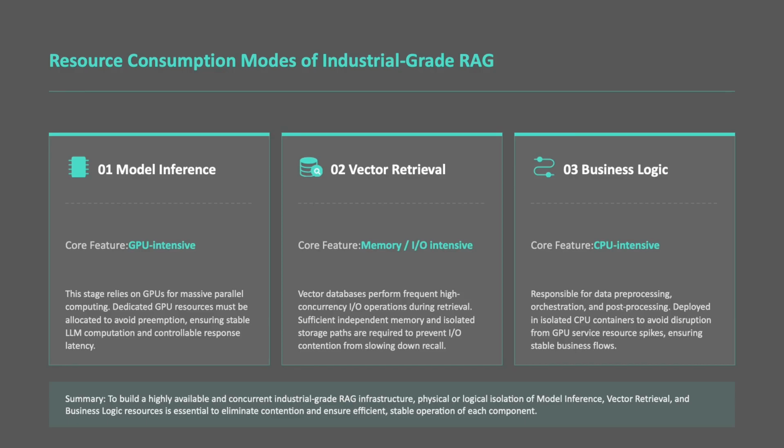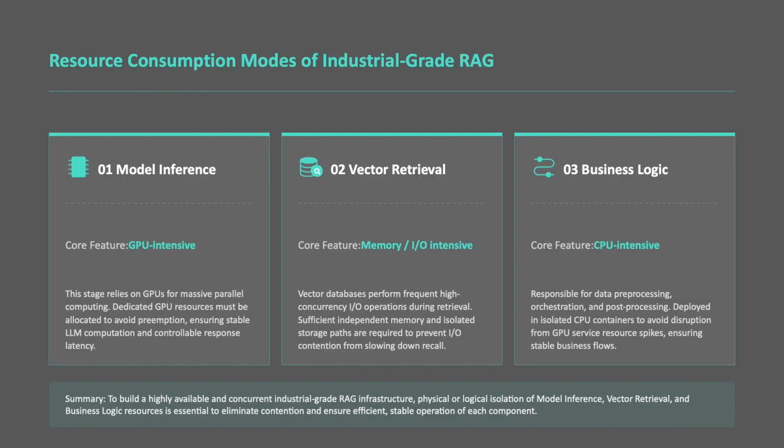Next, let's talk about resource consumption for industrial production-grade RAG systems. There are 3 distinct workloads that all need separate resource isolation to avoid performance crashes. First, model inference workloads. This is GPU-heavy. Running embedding models and LLMs demands massive parallel GPU compute. You have to lock down dedicated GPU resources, no shared preemption allowed, or your response latency will spike unpredictably.